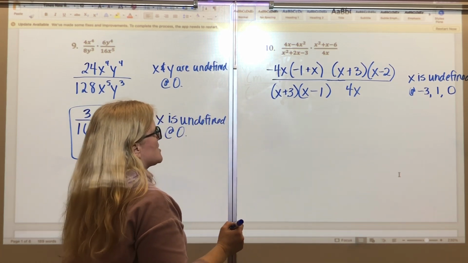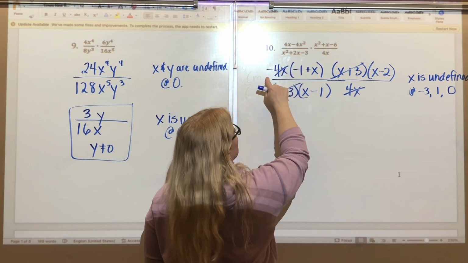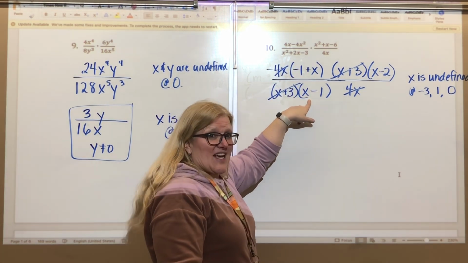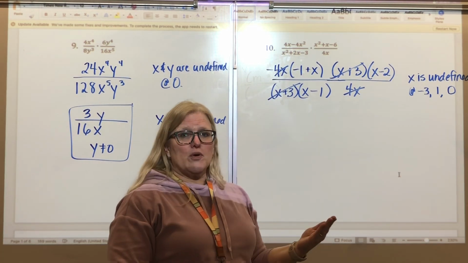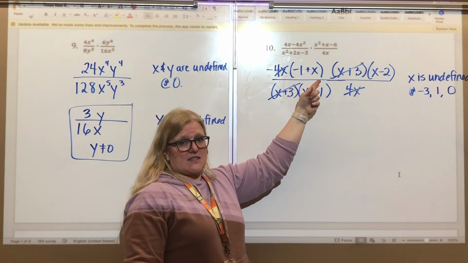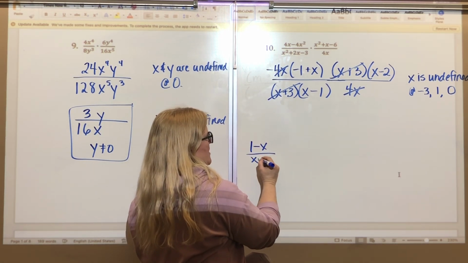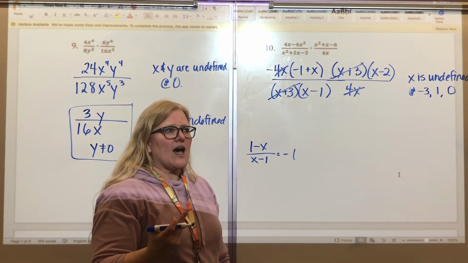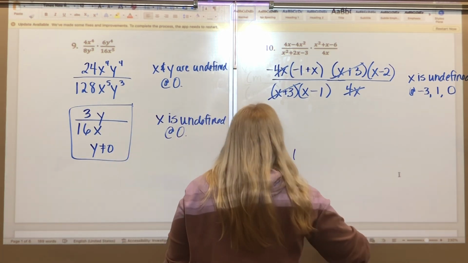Okay, let's start slashing. It's the best part. x plus 3, 4x and 4x, leaving the negative. Okay, negative 1 plus x is the same thing as x minus 1. That's why I pulled out a negative 4x. Now, if you didn't pull out a negative 4x, if you just pulled out a 4x, this will be 1 minus x. But 1 minus x over x minus 1 is negative 1. I explained it in class. If you have questions about that, you can ask me later.